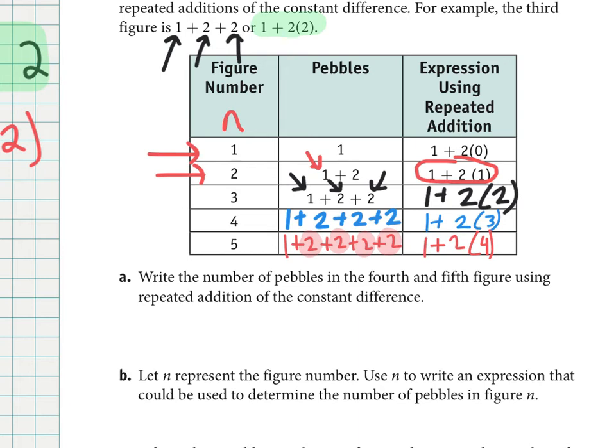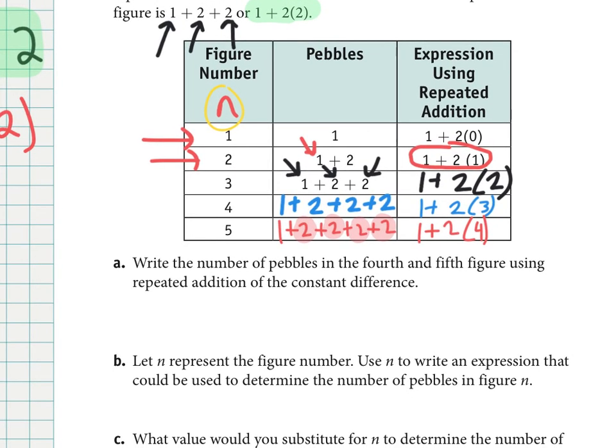Let's think about what's going on. Can we let n represent the figure number? Okay, we kind of already have that set up, right here. Can we use n to write an algebraic expression that could be used to determine the number of pebbles in figure n? Okay, so again, if this thing kept going and we eventually got to n, we want n to be a variable. It could be 100, it could be 60, it could be whatever.